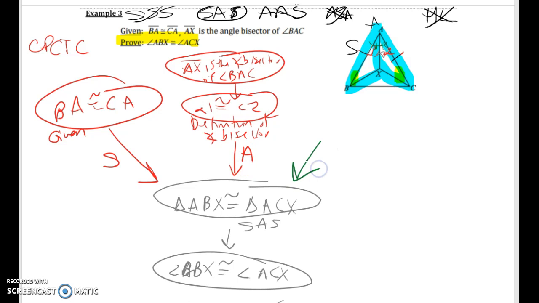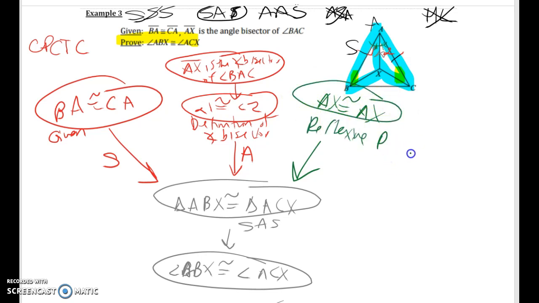Lastly, we need another side, and I see that AX is congruent to itself by reflexive property. And so now I have a complete proof.